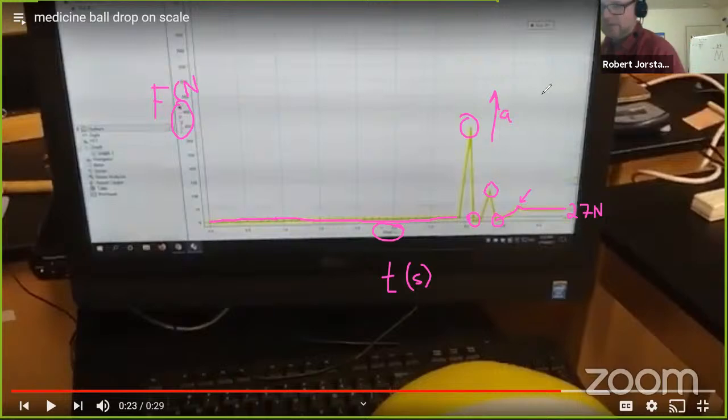Questions about that while I have it on the screen here? This is just confirming this isn't a lie, right? A scale must produce a force larger than the weight of the ball during impact. Otherwise, it won't stop. All right.